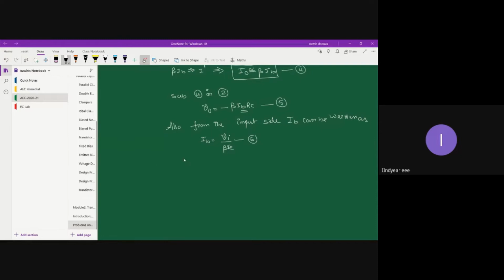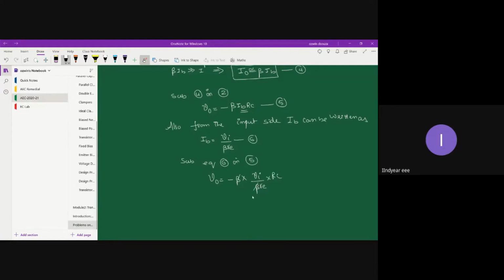Substitute equation 6 in 5. Okay, it's something like a chain reaction we are doing. One after the other, we are going on substituting. So that becomes minus beta into IB. So in place of IB we have VI divided by beta RE, into RC.